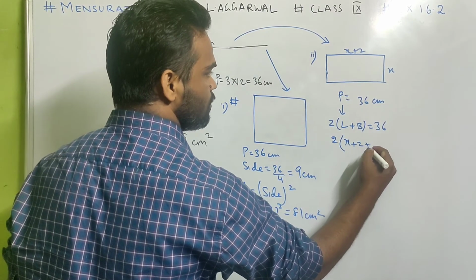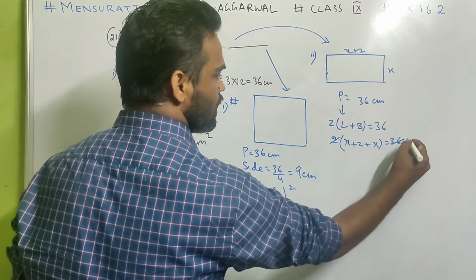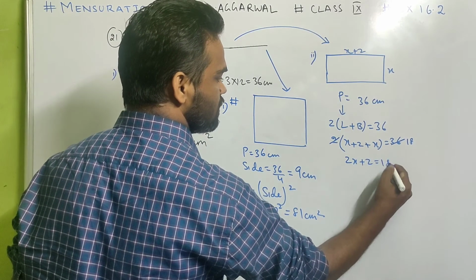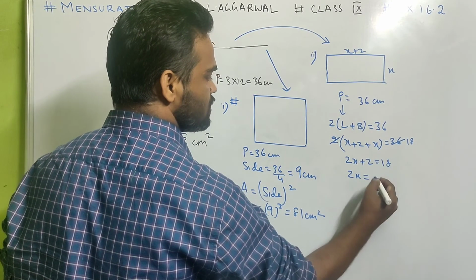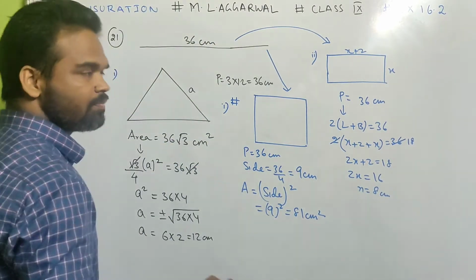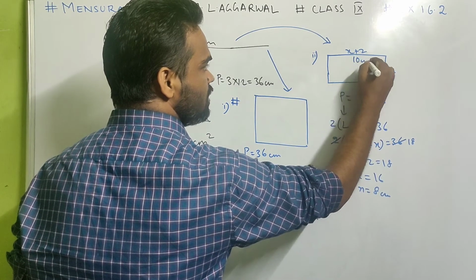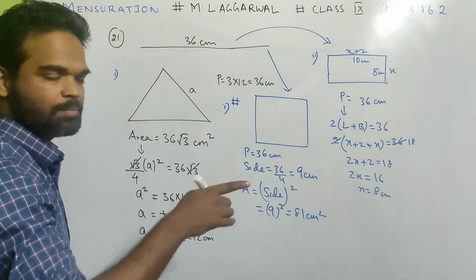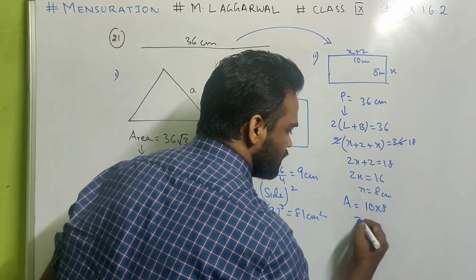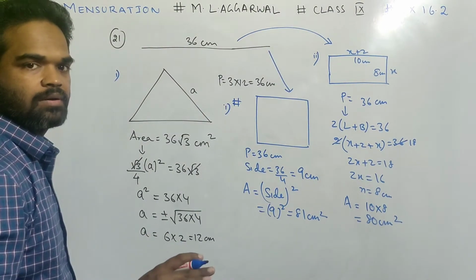2 times x plus 2 plus x is equal to 36. So 1 time to 18 times. x plus x, 2x plus 2 is 18. So 2x equals 18 minus 2, which is 16. x equals 8 centimeter. Which means the breadth is 8 centimeter and the length is 10 centimeter, isn't it? 8 plus 2. Which means the area of the rectangle will be length into breadth. That's 80 centimeter square. Done.